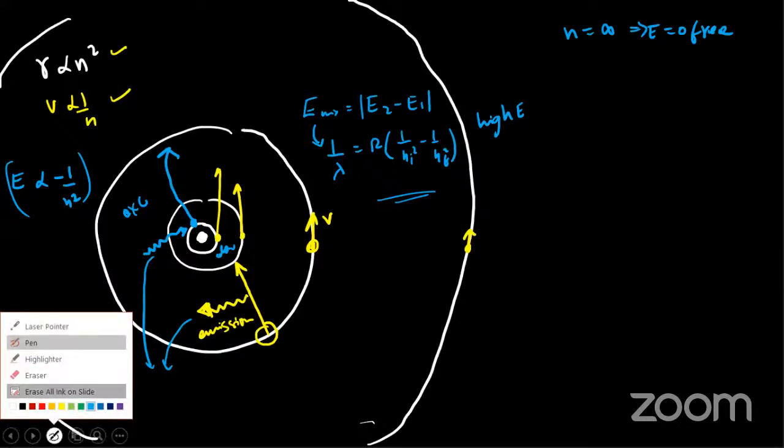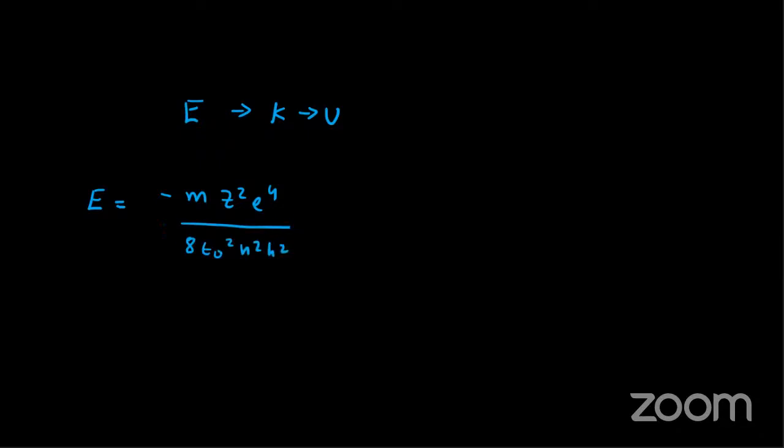Okay, so there's a student question. We have to find the relationship between total energy, potential energy and kinetic energy. So what you do is very simple. We already know the energy formula. What is the energy formula? Total energy is minus m z square e to the power of 4 divided by 8 epsilon naught square n square h square. So this is the formula for total energy.